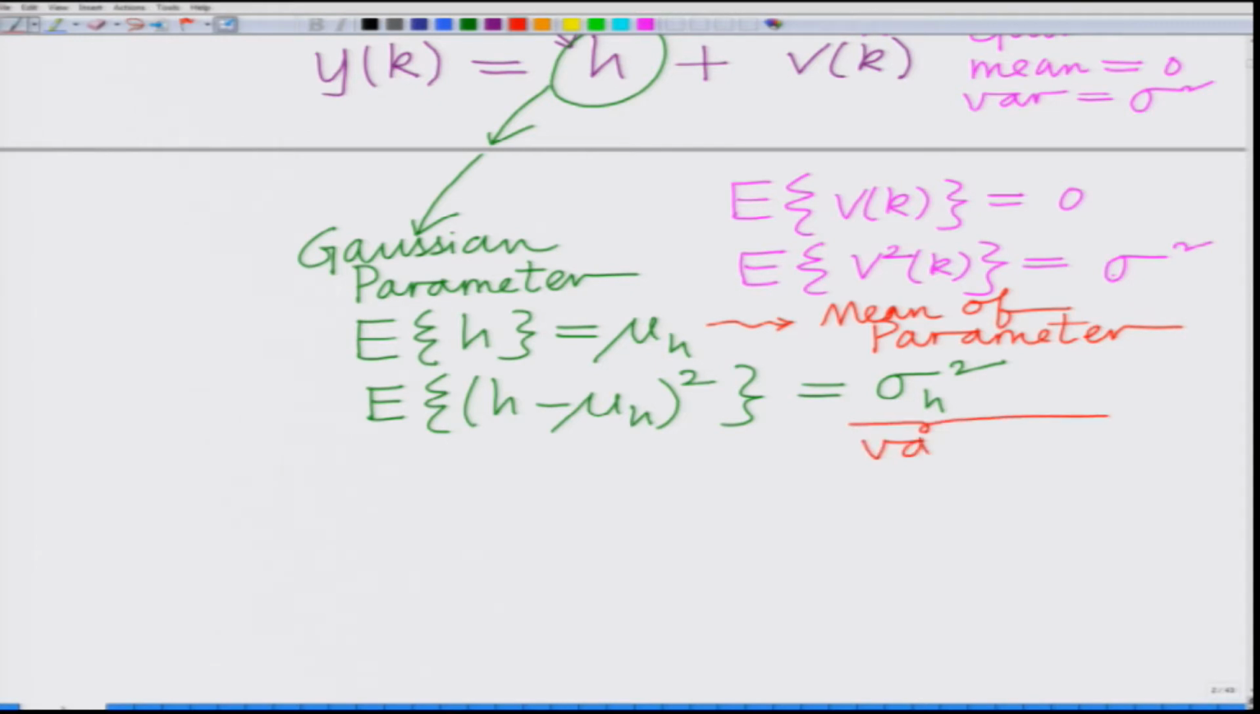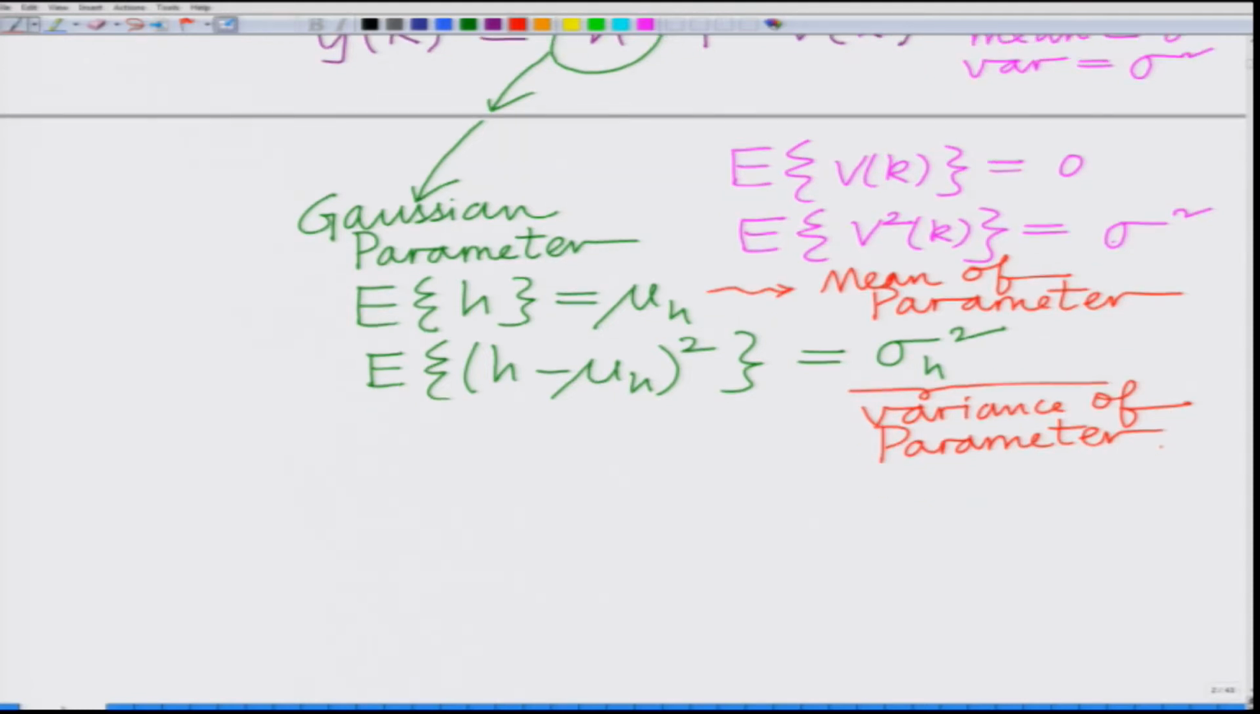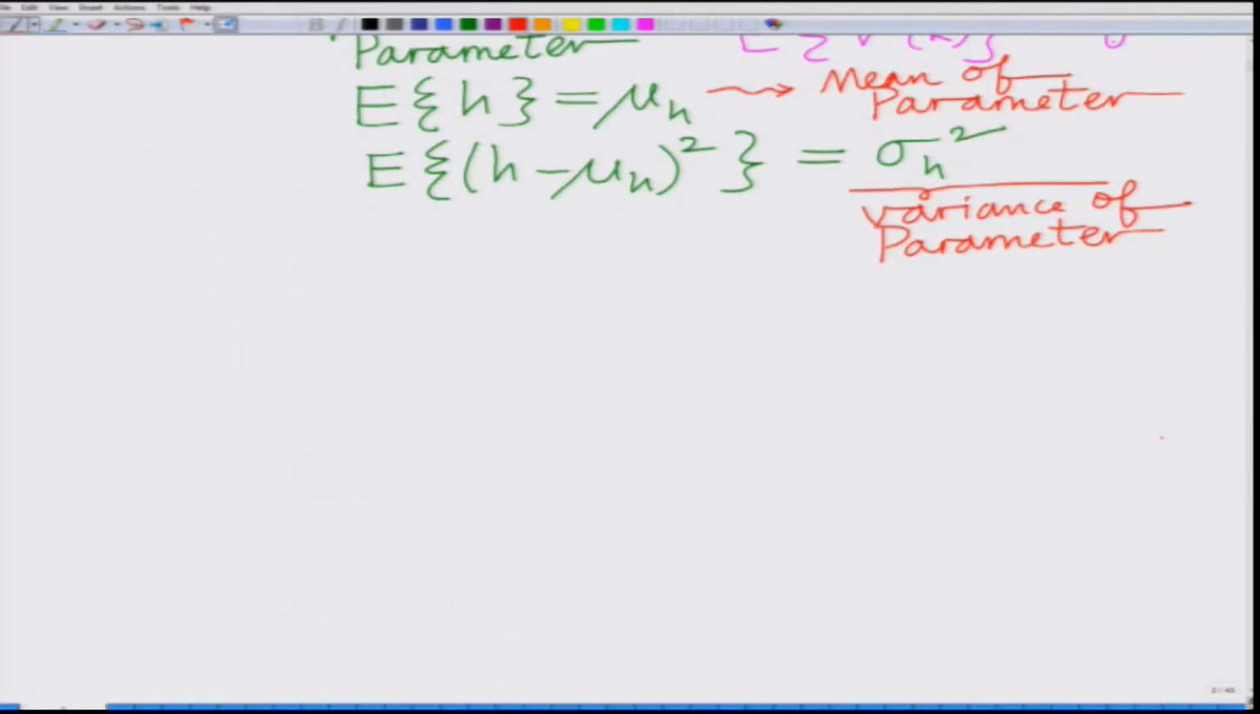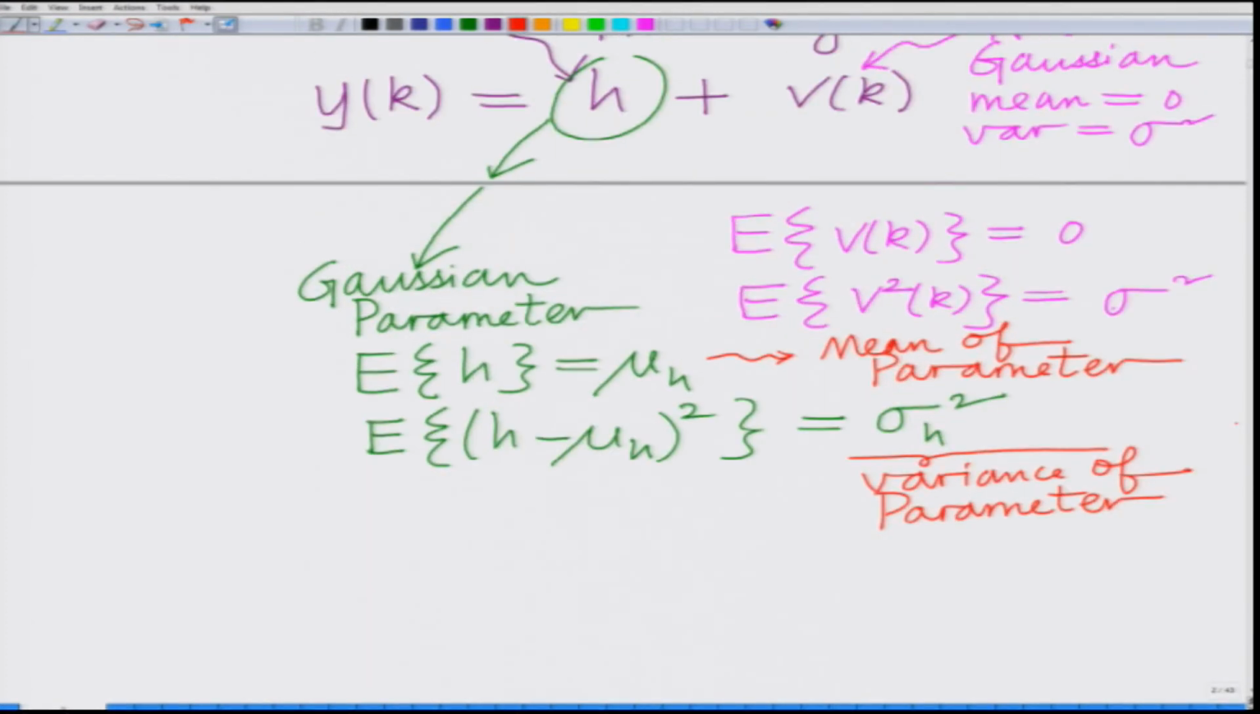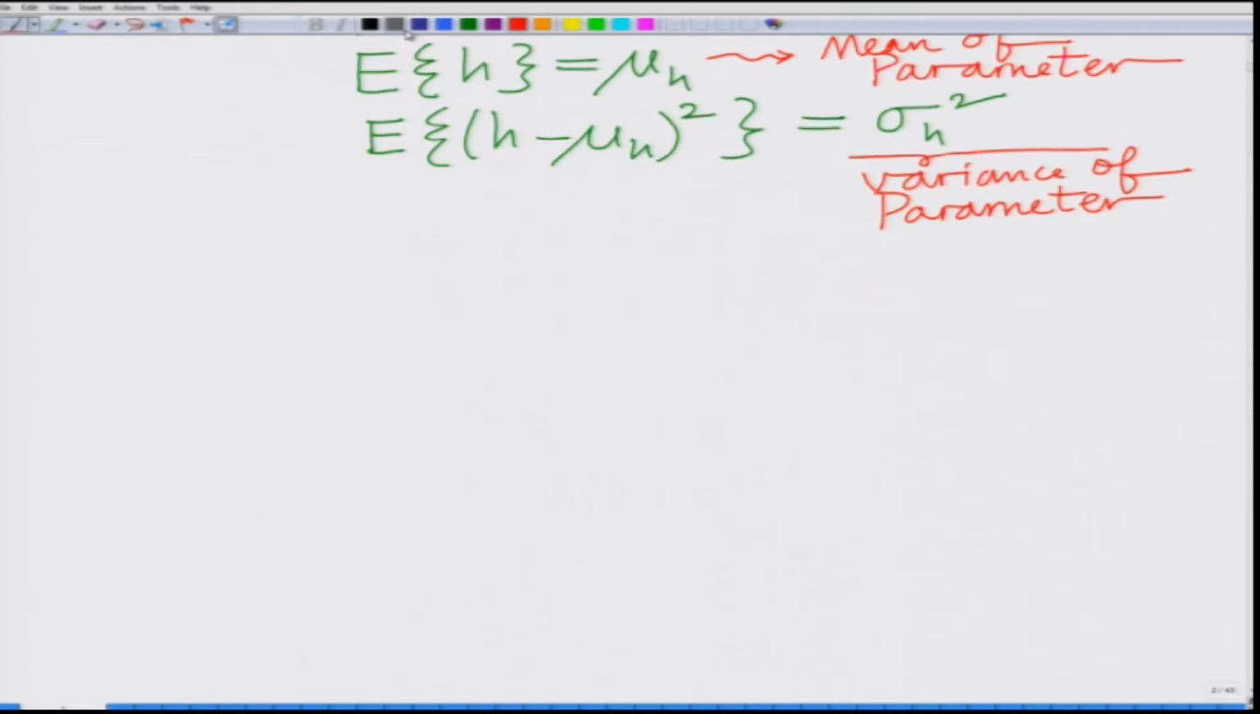And what is this? This is the variance of the mean of the parameter, and this is the variance of the parameter. Okay. So, now what we have done, we have modeled a single measurement, this y k, which is your measurement. Okay.